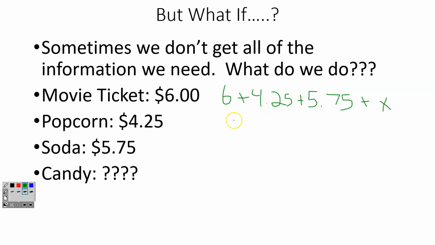We just don't know. When I combine everything that's similar, I'm going to get, let's see, that's going to be 10, that's going to be 16. And so I'm going to spend $16 for those things and something for candy. And there you go. You cannot simplify that any further. So this right here, this is an algebraic expression because I don't have all the information. I have to use a variable.